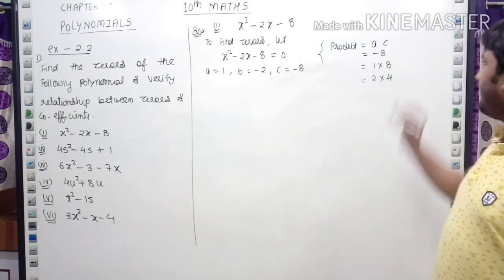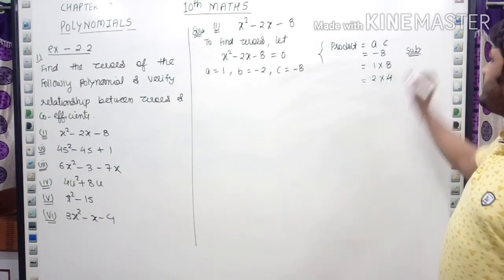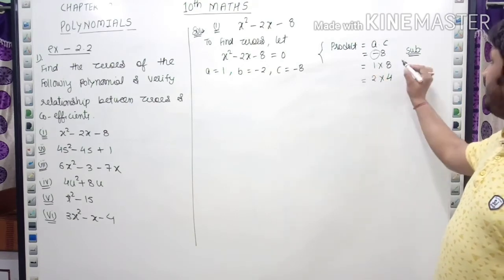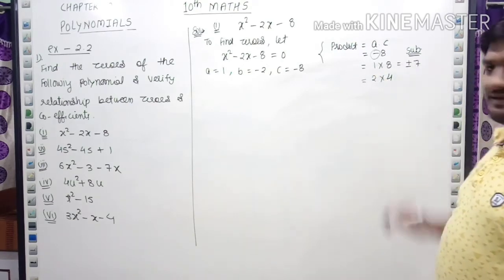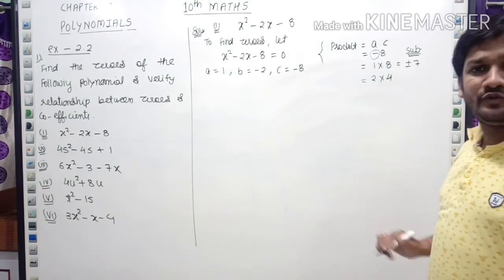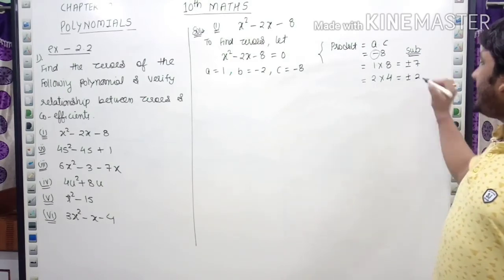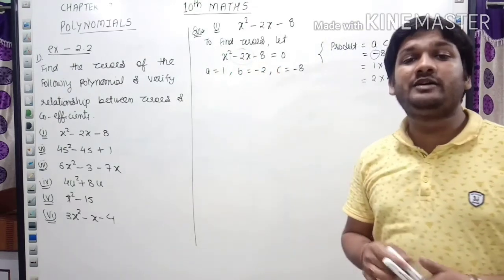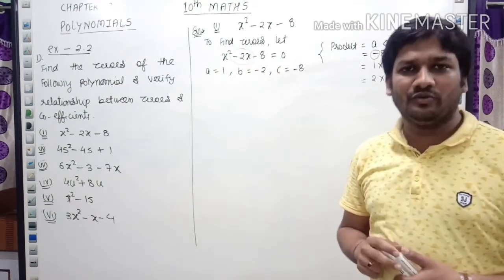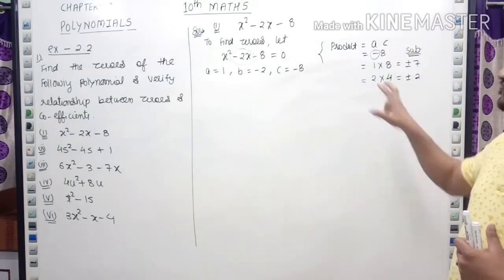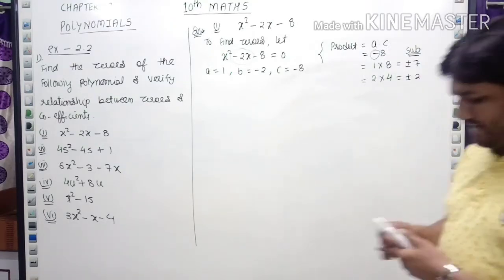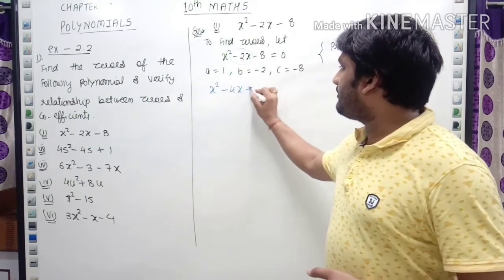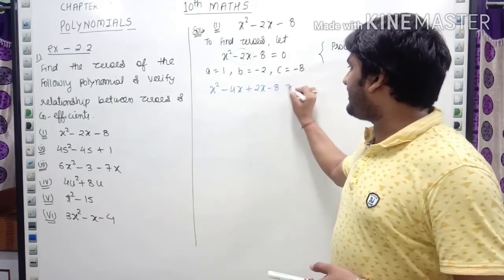Now by subtraction, because of this negative sign, what is the subtraction of these two numbers? It can be plus 7 or minus 7. And what is the subtraction of 2 and 4? It can be plus 2 or minus 2. So in our question, what is the middle term? Middle term coefficient is minus 2, and minus 2 will be obtained by these two terms. So I can write x square minus 4x plus 2x minus 8.